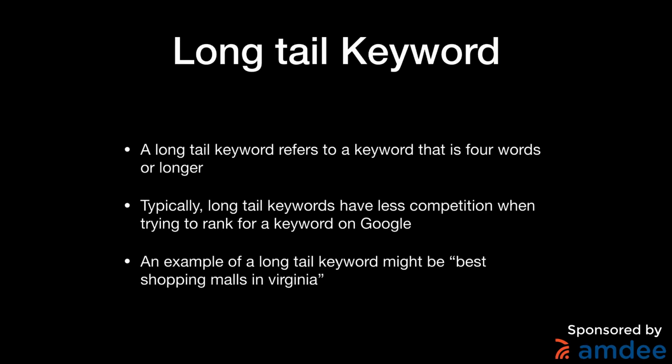And so an example of that might be best shopping malls in Virginia, as I listed. And typically long-tail keywords, there's usually a modifier. There might be the best, top, number 1. And so having those additional modifiers make it easier for you to rank for a specific keyword. Also, adding geographical data to a keyword search also helps to make it more long tail.